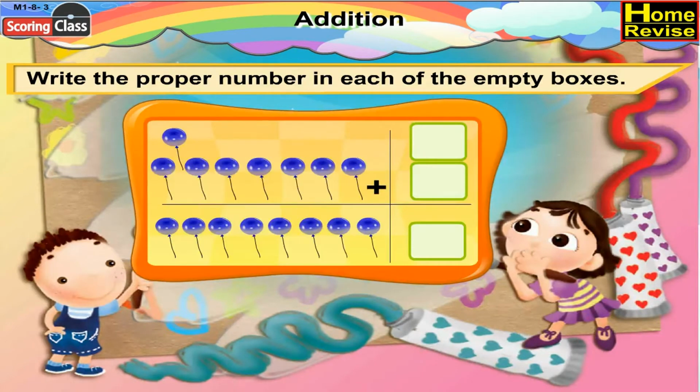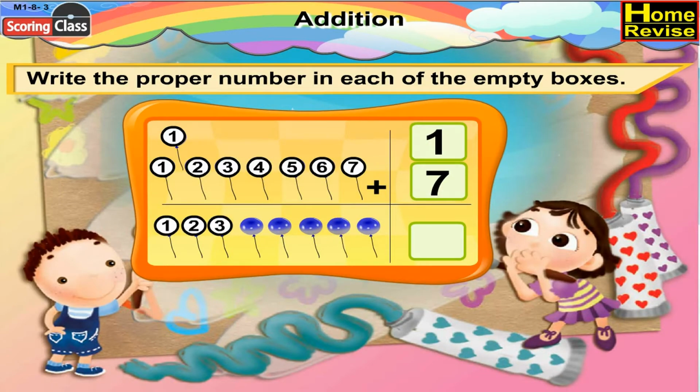Now, let us see the balloons. There is one balloon. And how many balloons are these? 1, 2, 3, 4, 5, 6, 7. 7 balloons. Now 1 balloon plus 7 balloons would be 2, 3, 4, 5, 6, 7, 8. 8 balloons.